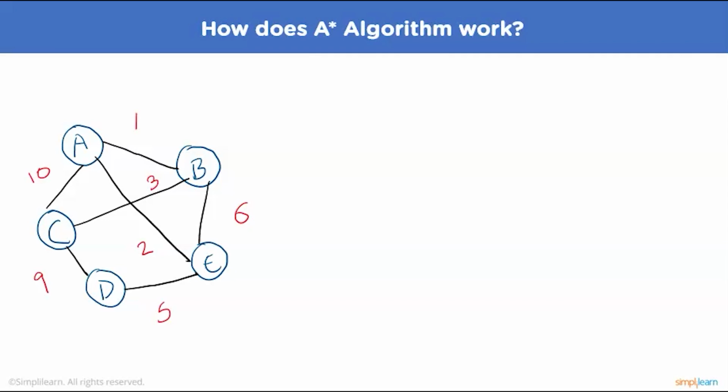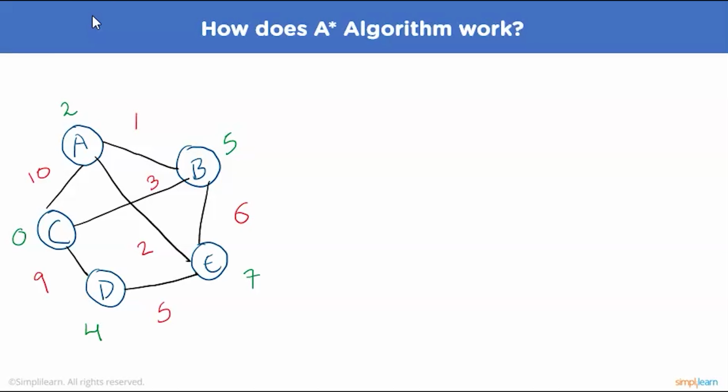Now let's assign heuristic values. Let's give A the heuristic value of 2, B the heuristic value of 5. Let's just give this a 7. Let's make this 4. And let's give C a heuristic value of 0. Okay. So now this is what a weighted graph looks like.